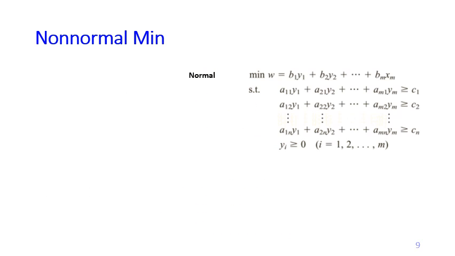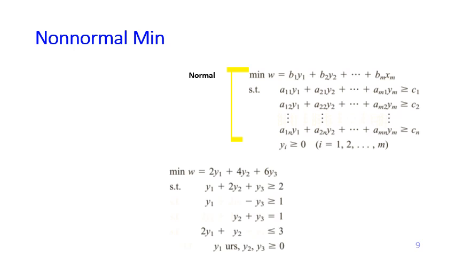Now let's find the dual for non-normal minimization. Here you are given the normal minimization. Compare that with this. You can see that the third constraint is not normal because the sign is equality. The fourth constraint is also not normal because the sign is less than or equal to. And for the variables, the first variable is not normal because it is URS, while in the normal minimization, the variable sign restriction must be greater than or equal to 0. So clearly this problem is a non-normal minimization.